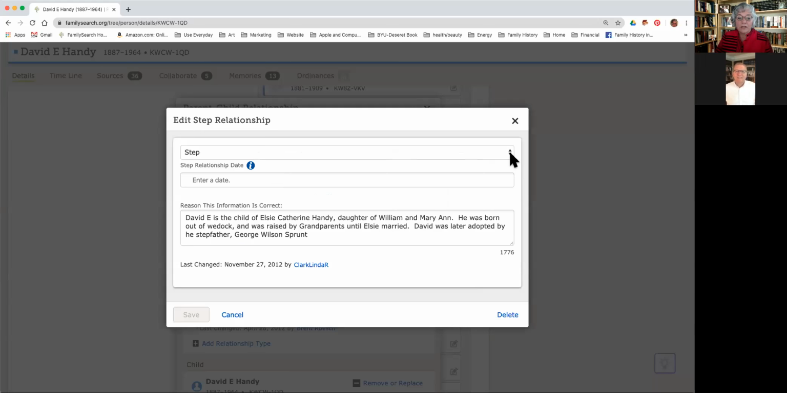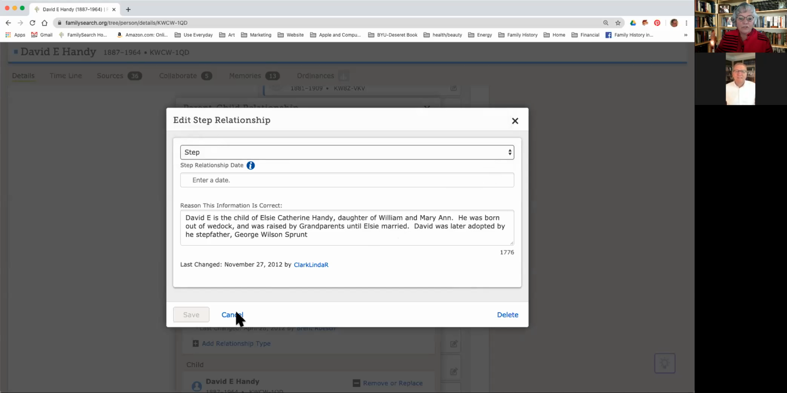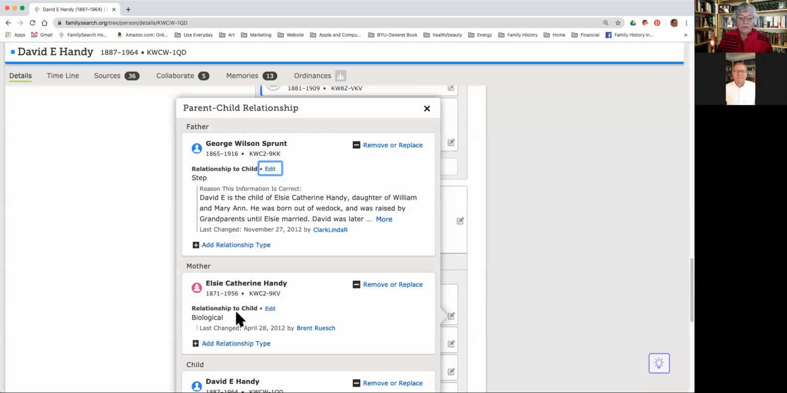And if I click the little arrows to the right, it gives me 5 possible relationships. The top one's adoptive, the second one's biological, the next one's foster, and then guardianship and step. So that means that his mother really was Elsie, and his father George was actually a stepfather. Now there's a reason that it is listed there, and their reason is listed right there, but I also want to show you that they put this relationship here right under George's page.